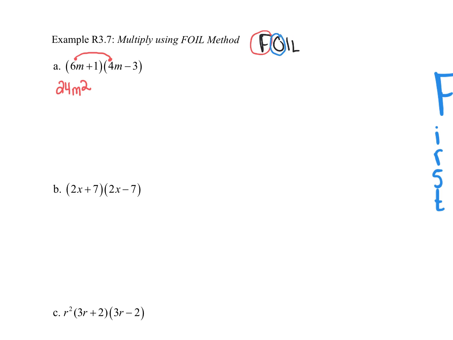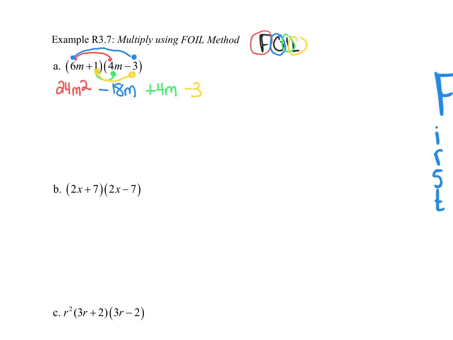O stands for the outside one. So you take the outsides. So this is on the outside, and this is on the outside, and you multiply those together. So 6 times negative 3 is negative 18, and then m. Insides mean that you take the inner two, you multiply those together, so you get plus 4m. And the L stands for the last, so you take your last one from your first binomial and the last one from your second binomial, and 1 times negative 3 is negative 3.